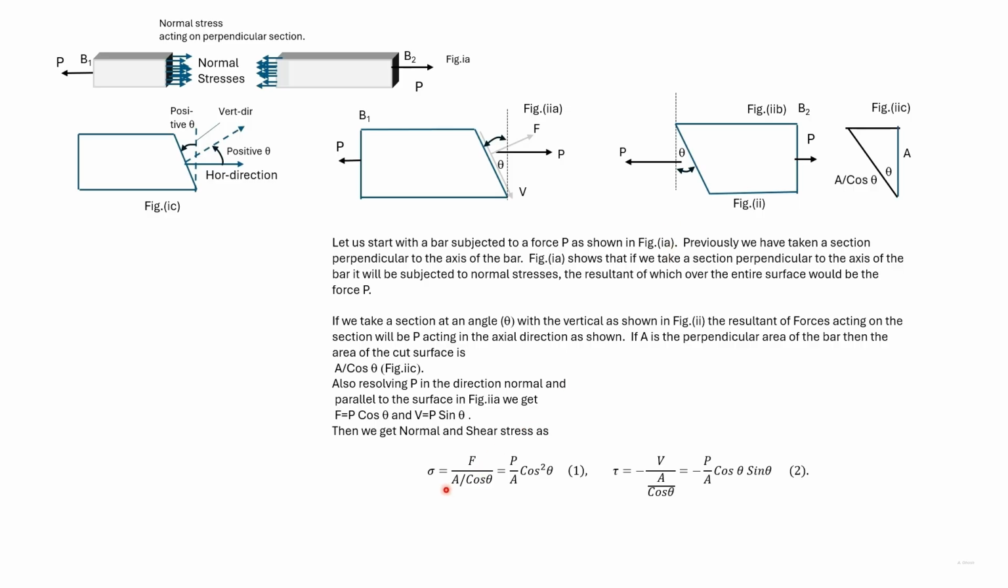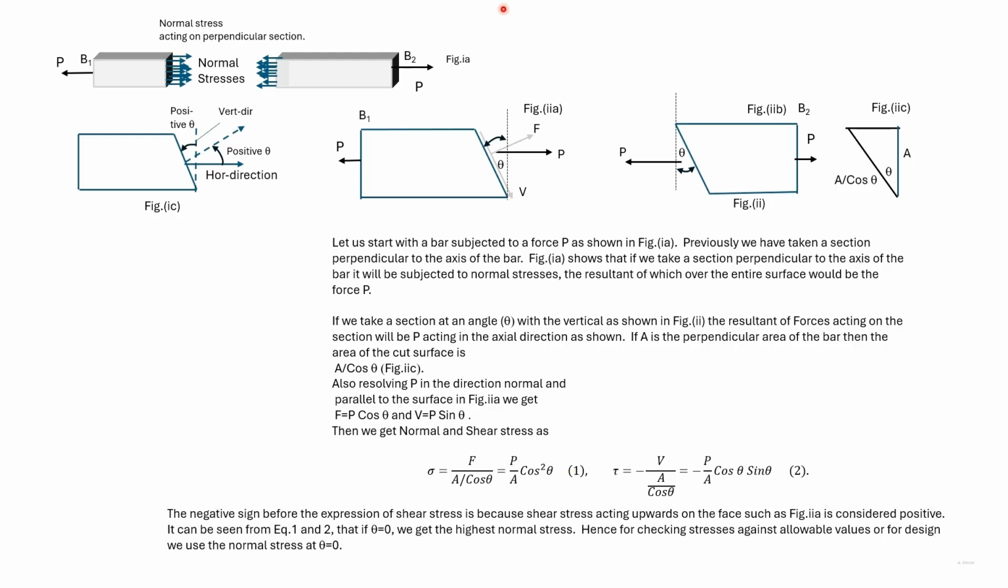You can see from this equation that the normal stress will be maximum when cos square theta is equal to 1, or theta is equal to 0, which corresponds to the normal perpendicular section. So the normal stress in this perpendicular section is the maximum normal stress we will get.